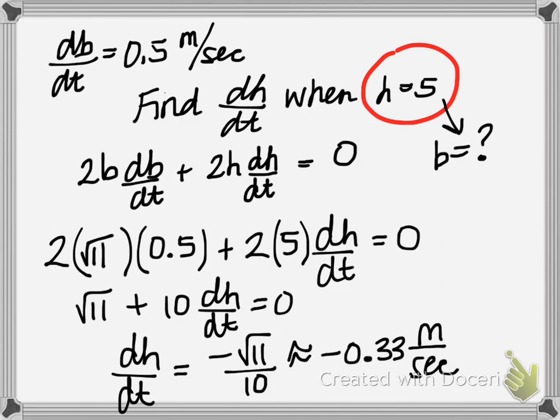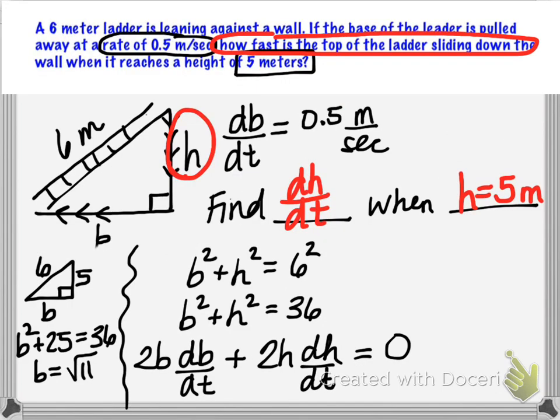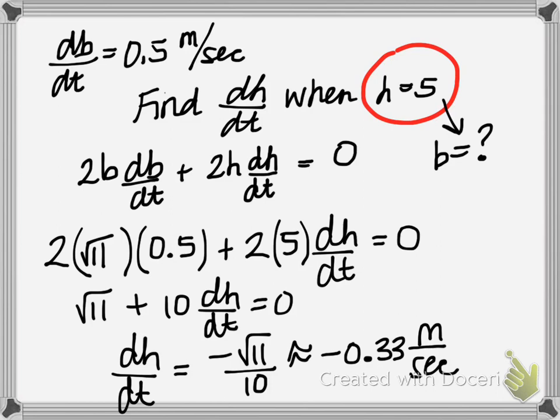And then I always want you to pause at the end and see if your answer seems feasible. In this case, we ended up getting a negative answer for this rate. But again, back to our diagram, notice we had arrows indicating that the ladder was sliding down the wall, so we would expect to have a negative rate for h, since h is decreasing. So a negative rate makes sense. And then you could go ahead and write a summarizing sentence at the end. What we just found is that the ladder is sliding down the wall at a rate of about 0.33 meters per second when the height is 5 meters.